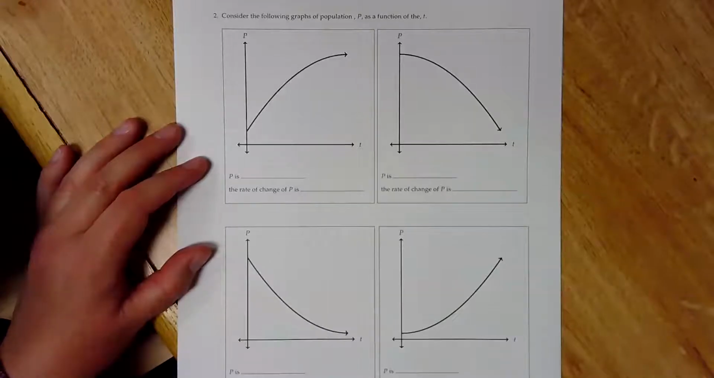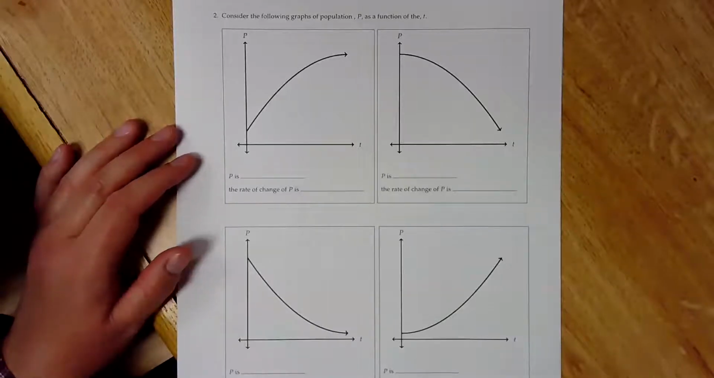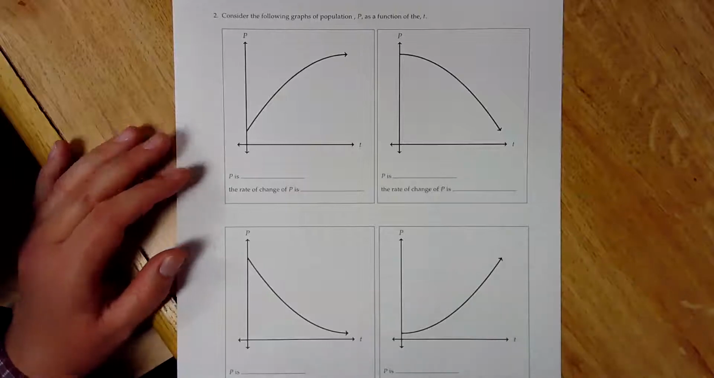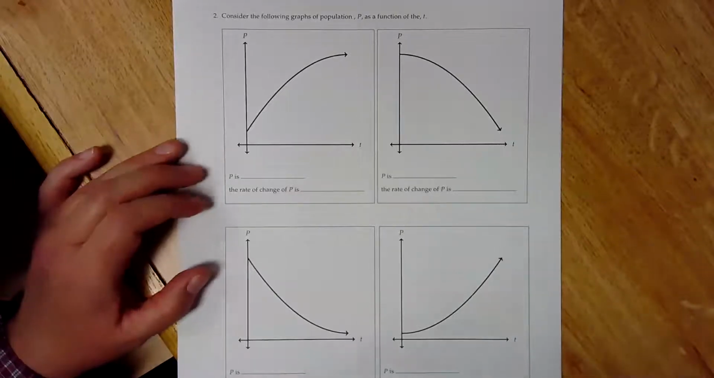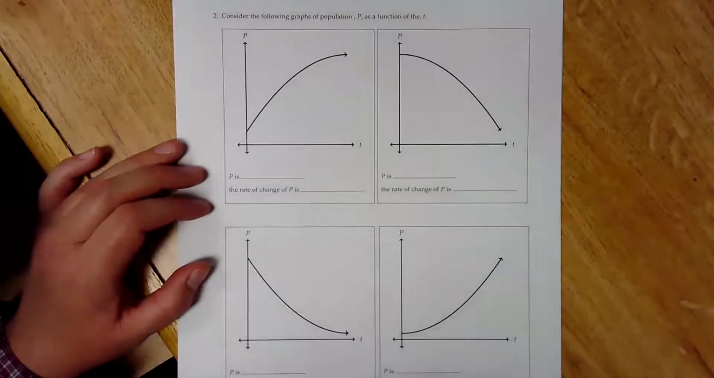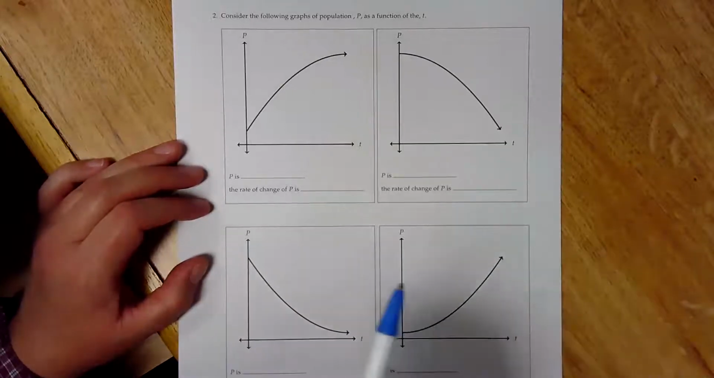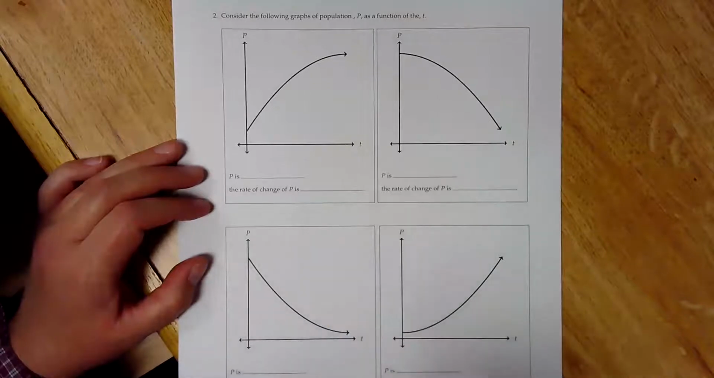All right, so we're going to look at the following graphs that represent a population over time. So we're looking at how that population grows or changes. We have 4 different possibilities here, and these are all the possible combinations of either increasing or decreasing, and either concave up or concave down. So let's start by identifying whether these are increasing or decreasing.